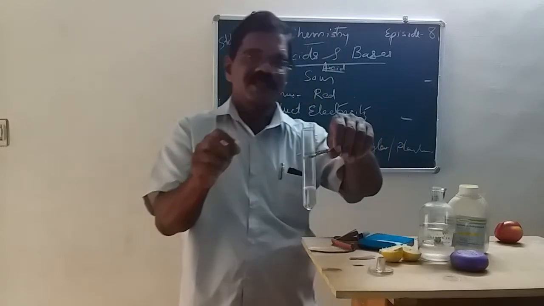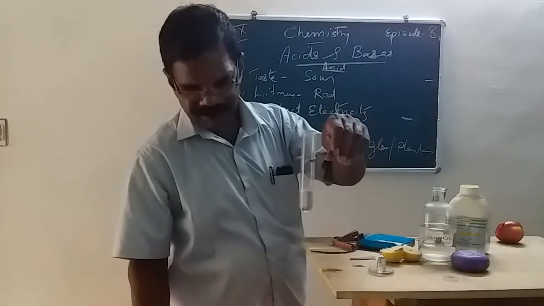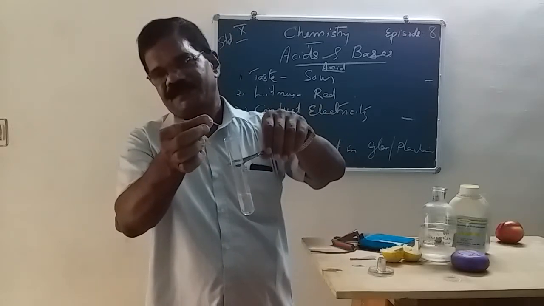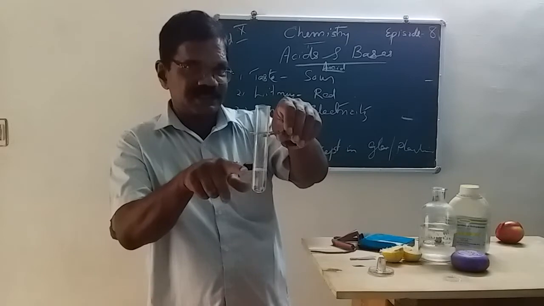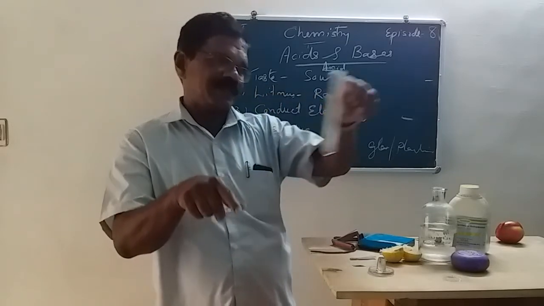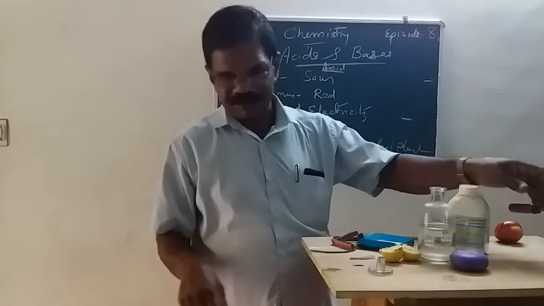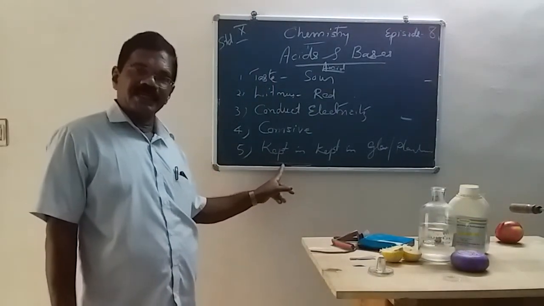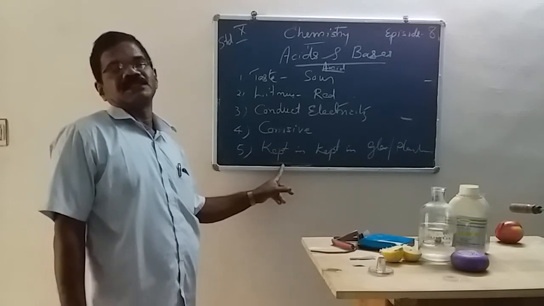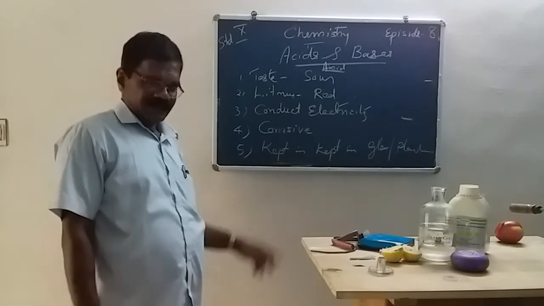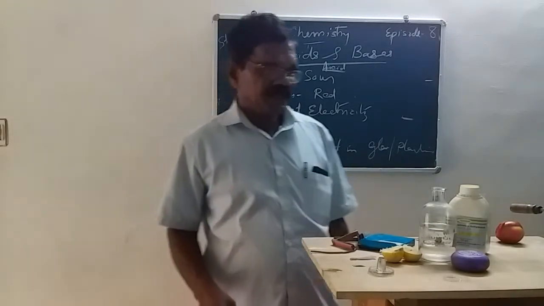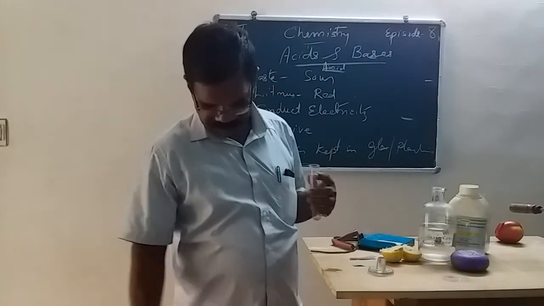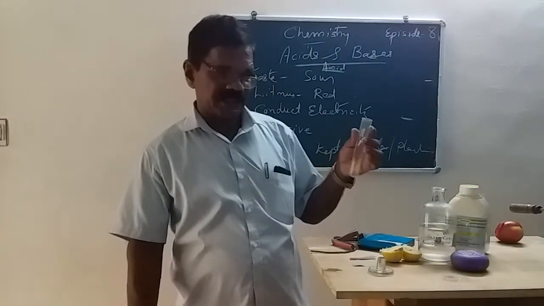How can we test it? A lighted matchstick brought near it burns with a pop sound. The remaining substance is magnesium sulfate. What is the property of the acids? Next property: acids react with the metals to produce a salt and hydrogen. One more property we can study here is that acids react with the carbonates to produce carbon dioxide.